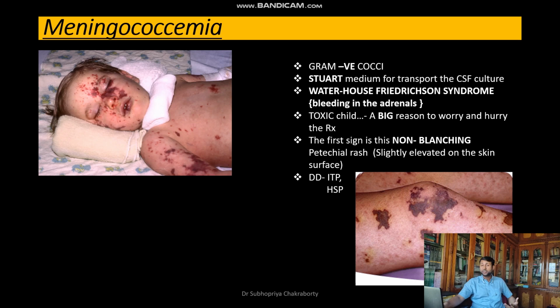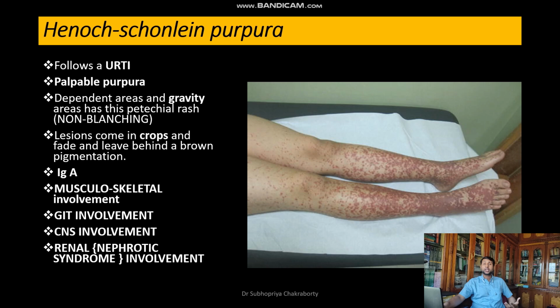Meningococcus can have severe bleeding under the skin, and it is a very dangerous disease. Nowadays, we have the meningococcal conjugate vaccine to prevent against this bacteria, and this is very important. It can lead to severe complications and even adrenal hemorrhage, which is known as Waterhouse-Friderichsen syndrome, and that later can cause adrenal insufficiency also.